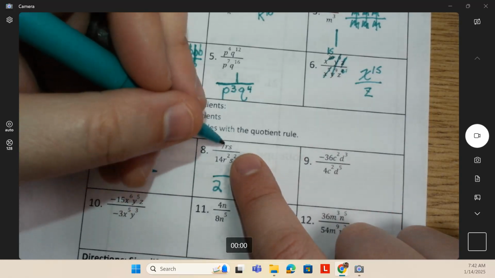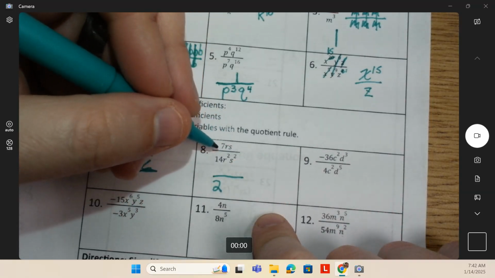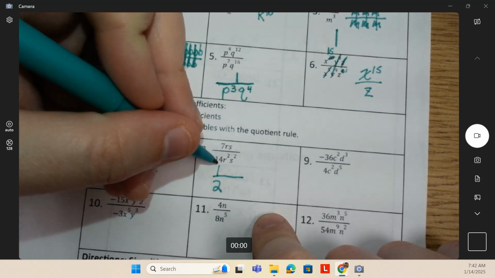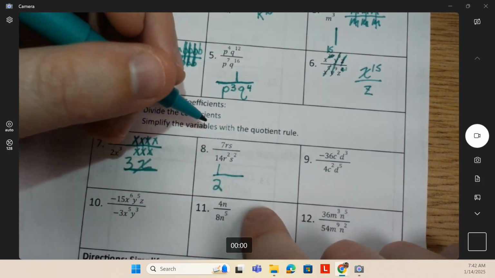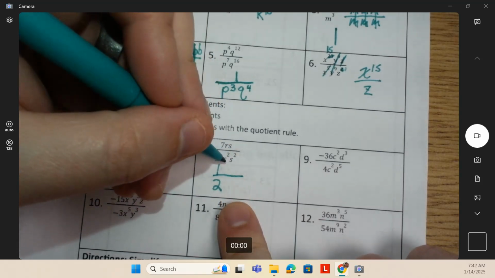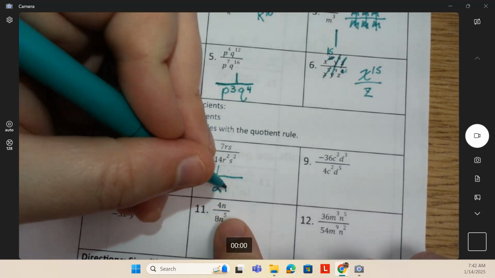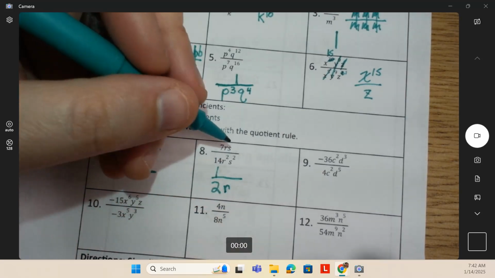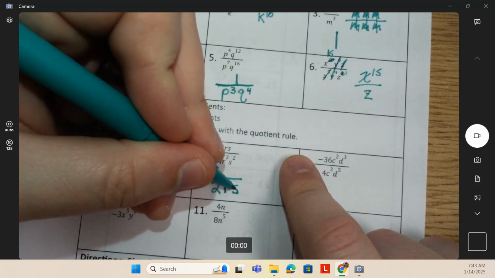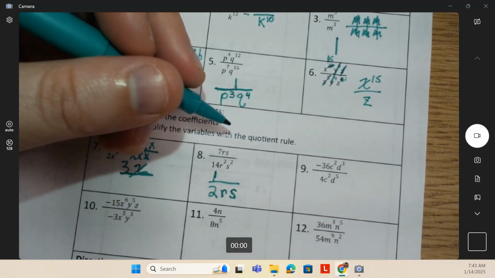So really you're just simplifying it. It's saying both of those divide by 7. 7 divided by 7 is 1. 14 divided by 7 is 2. That's how we get our 1 over 2. Then I have 2 r's on the bottom, 1 r on top. So those cancel out and leave me 1 r there. Same with the s's, 1 on top, 2 on bottom. And so I end up with 1 over 2rs.